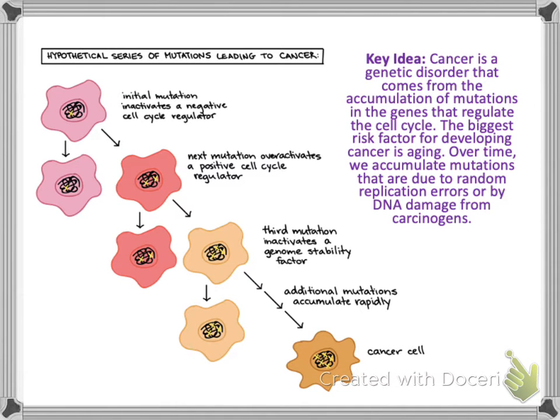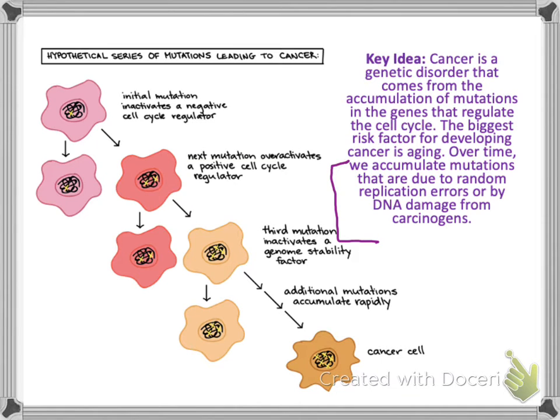A key idea for this video is that cancer is a genetic disorder that comes from the accumulation of mutations in the genes that regulate the cell cycle. The biggest risk factor for developing cancer is aging. Over time, we accumulate mutations that are due to random replication errors or by DNA damage from carcinogens. And we'll learn more about both those things later on.